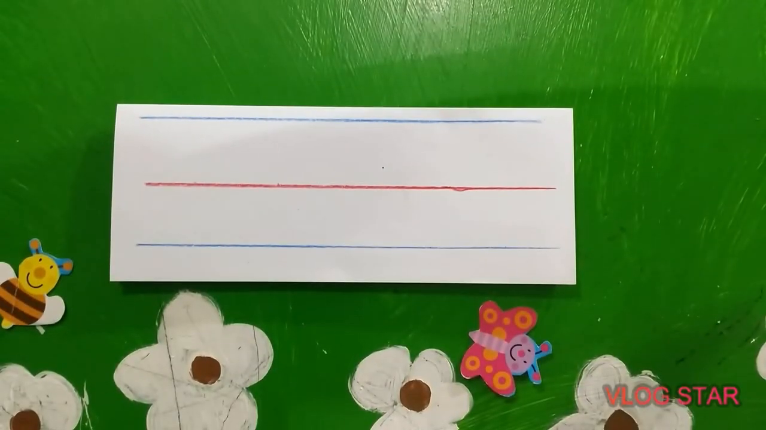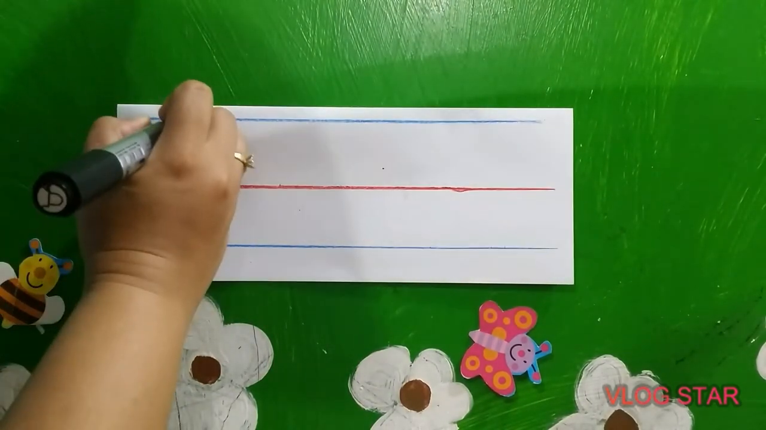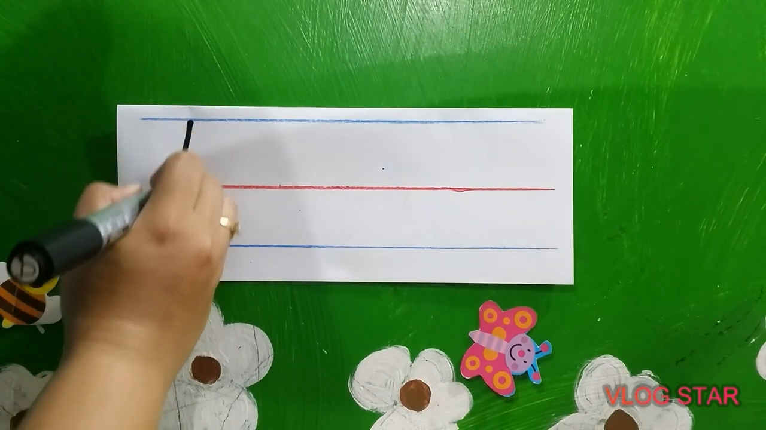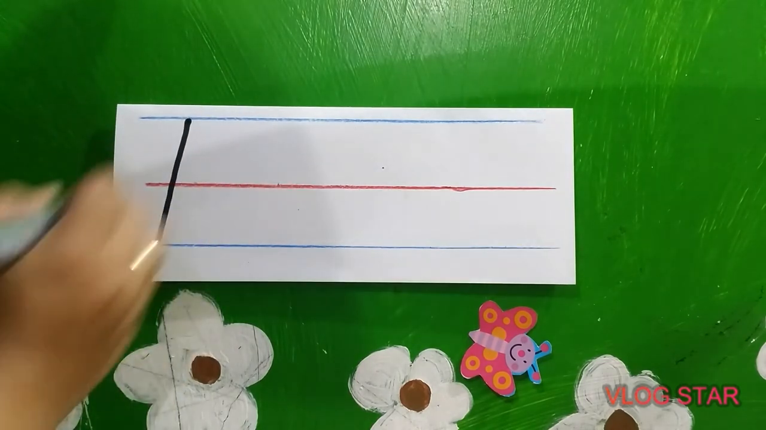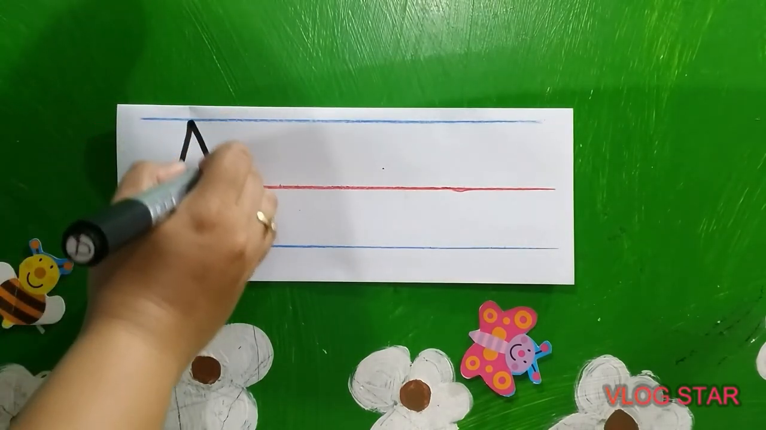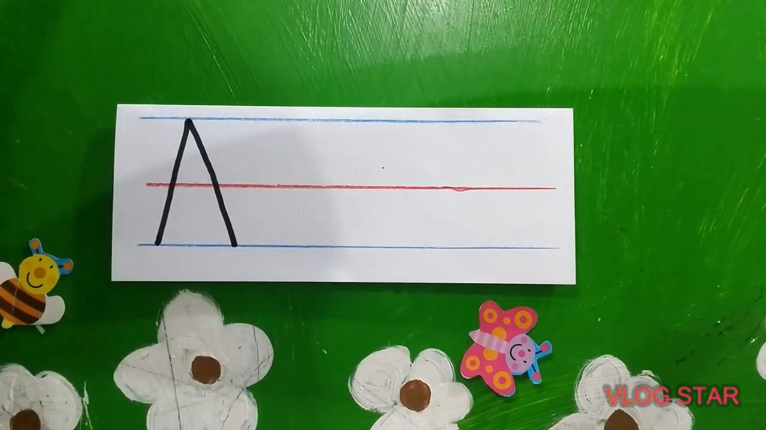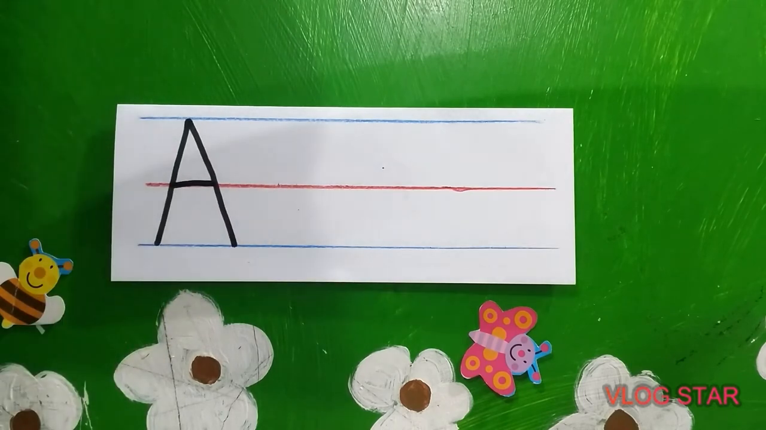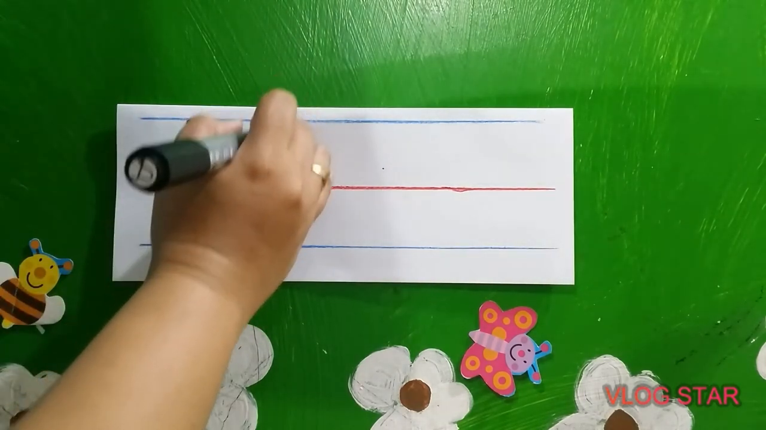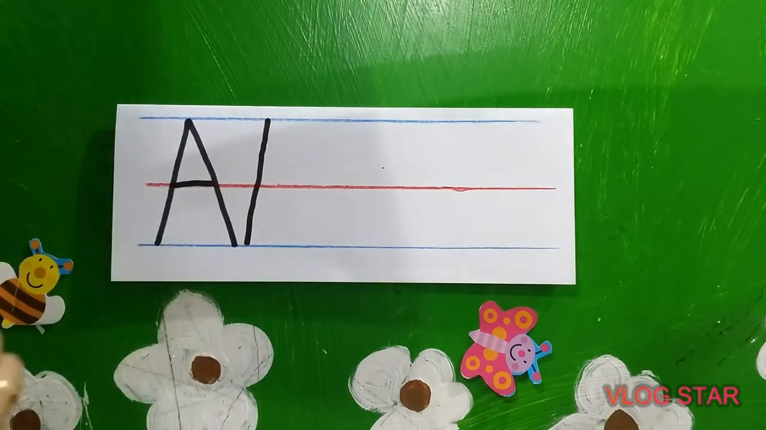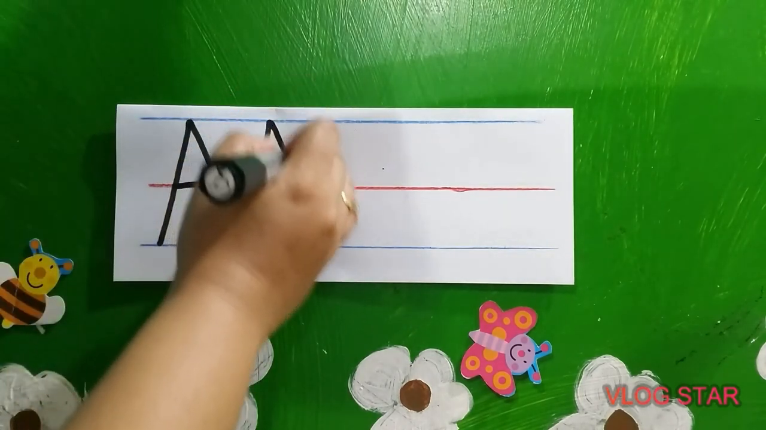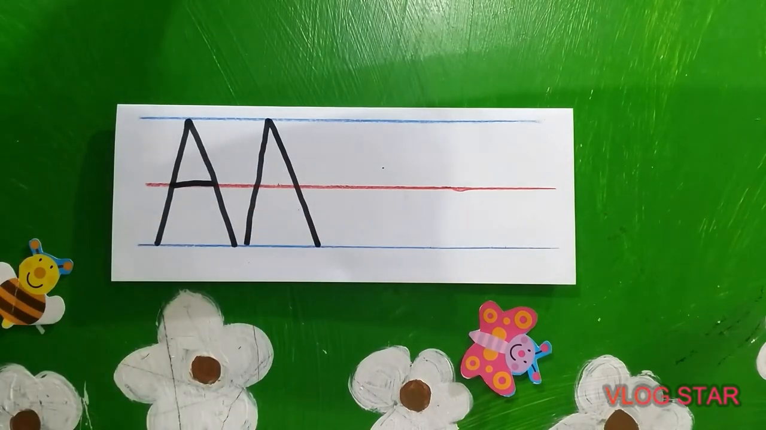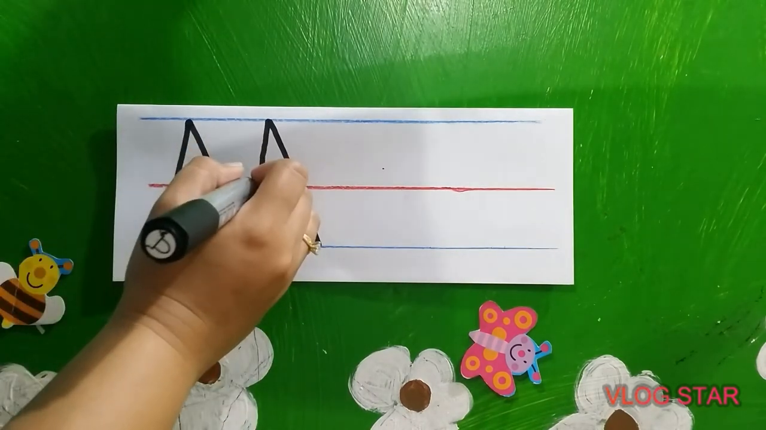I'm going to show you how to write the letter A. First is the big letter A. Make a slant line down, another slant line down, and left to right on the red line. Again, slant line down, another slant line down, and left to right on the red line.